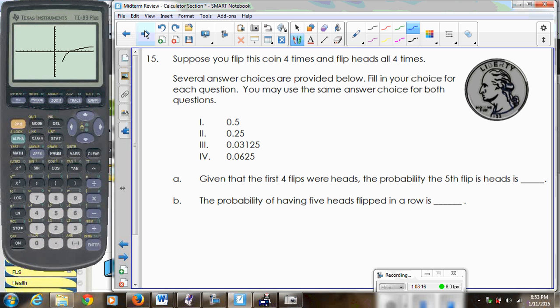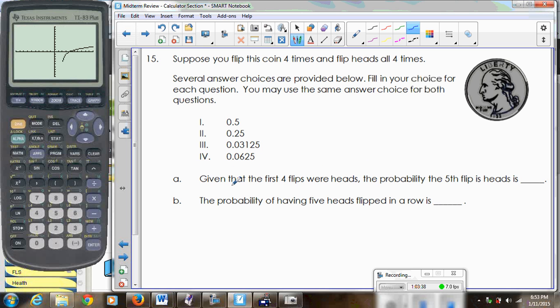So in number 15, it says, suppose you flip this coin. So this is a quarter. Suppose you flip this coin 4 times and flip heads each of those times. You're given several answer choices to answer questions A and B. It says several answer choices are provided below. Fill in your choice for each question. You may use the same answer choice for both questions.